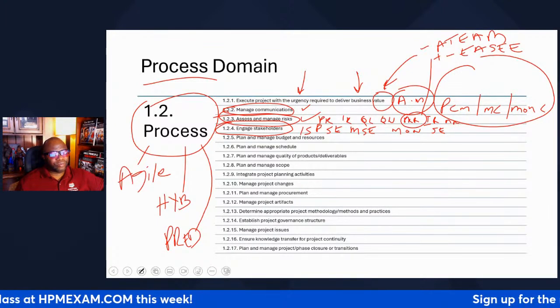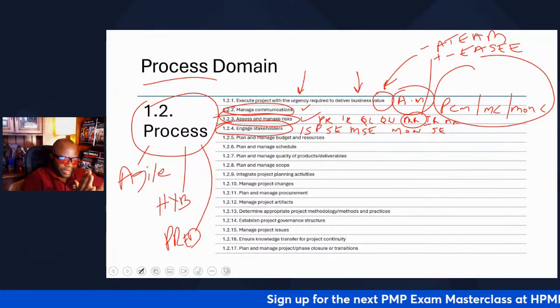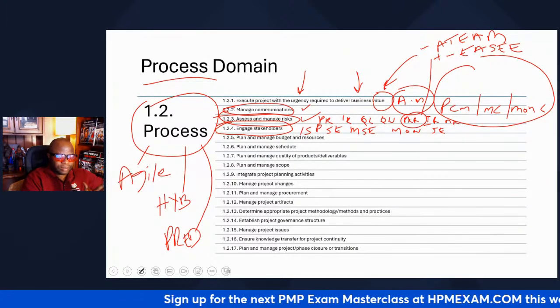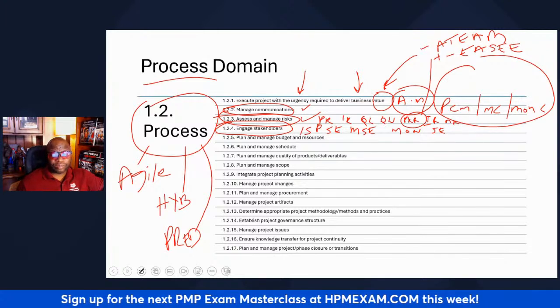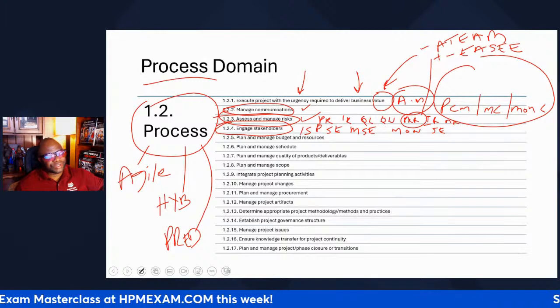We just do it in a different way, and we don't have all these documents and processes. But trust me, your product owner, they better know who the stakeholders are. They better know the business side. They better know the customer. And they engage the stakeholder appropriately.